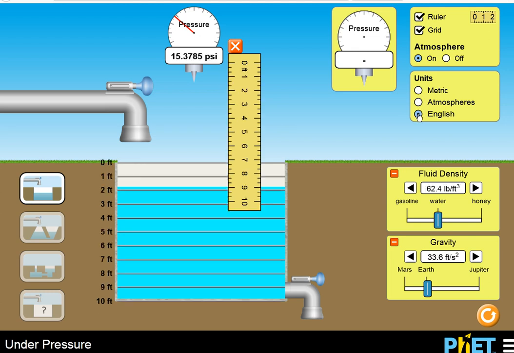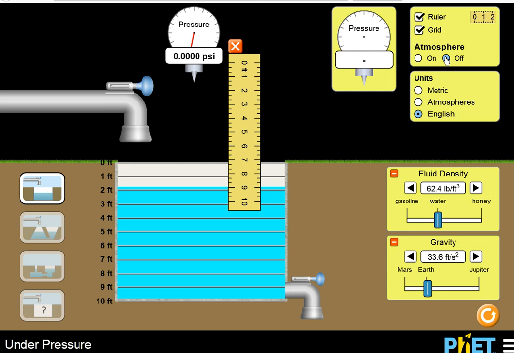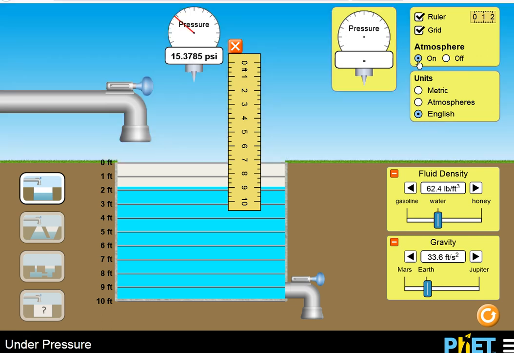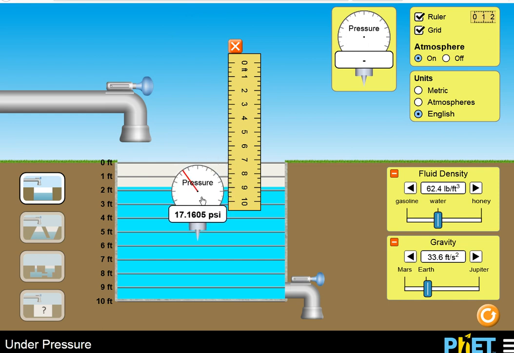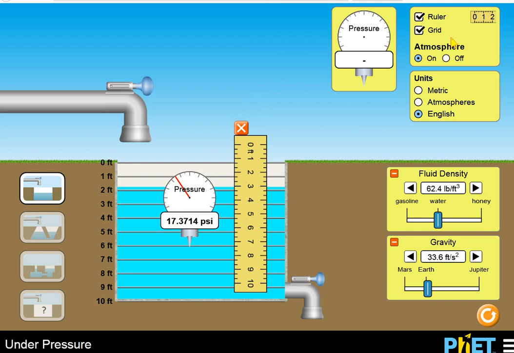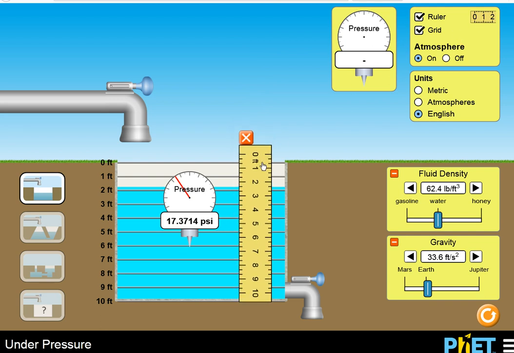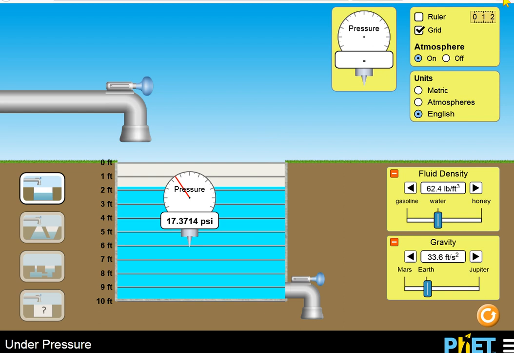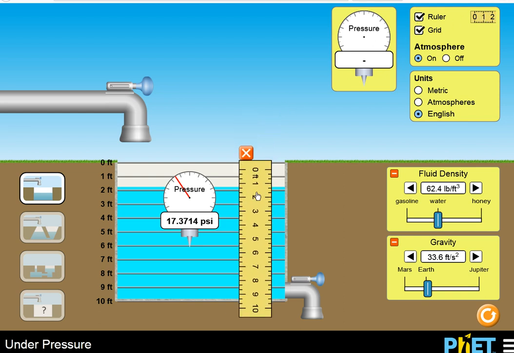You can have different units. Pounds per square inch, 15 pounds per square inch is 1 atmosphere. You can turn the atmosphere on or off. No atmosphere means really no air. And you are going to perform pressure measurements using this pressure meter at different depths. So you can have the ruler. Can you have 2 rulers? No. Okay, and you can measure the pressure at different depths.